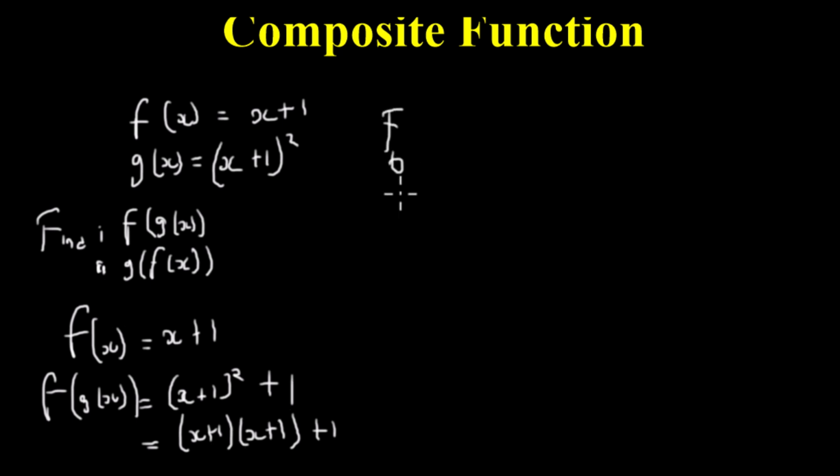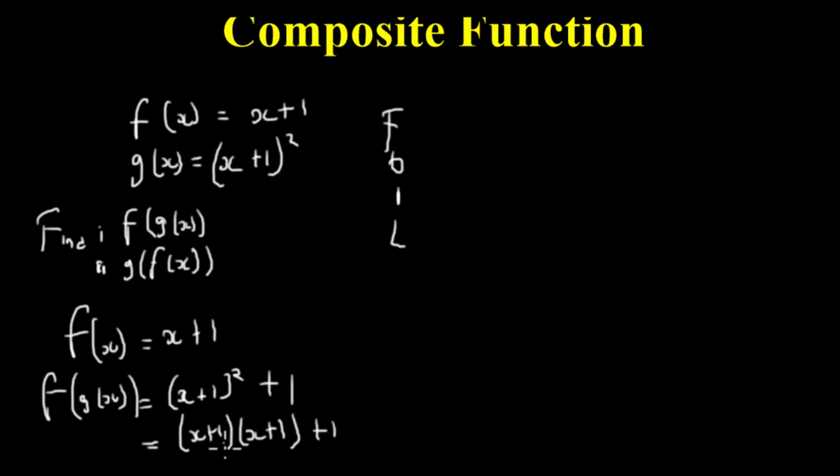FOIL, that is, I take the first one and multiply them by each other. The first terms in the brackets, multiply them. The outer terms, this is outer, so multiply them by each other. The inner terms, this is inner, and then the last terms, so last and last.